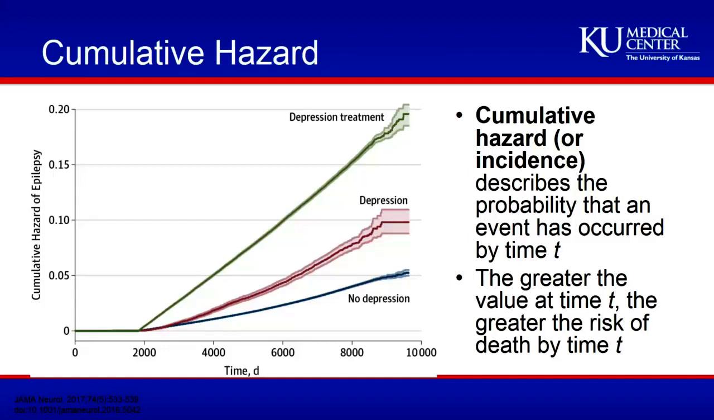Again, cumulative hazard is describing the probability that an event has occurred by a particular time in a population. So depression treatment, and this is diagnosis essentially of epilepsy, and you can see it's increasing over time. And by 10,000 days, about 20% in that group have it.